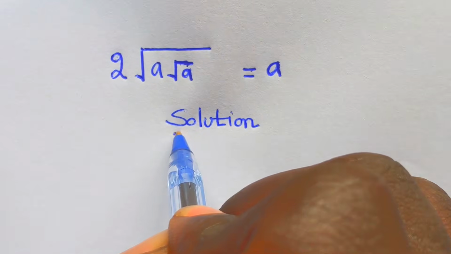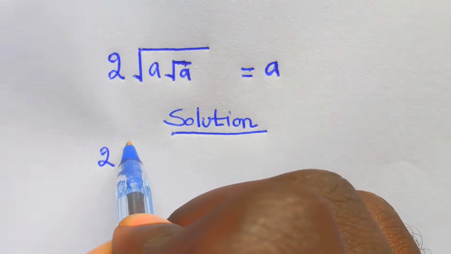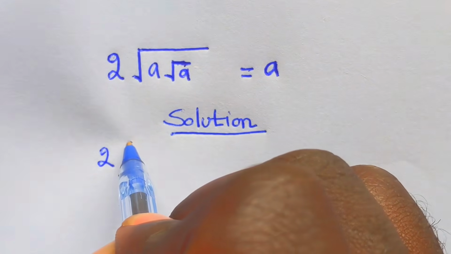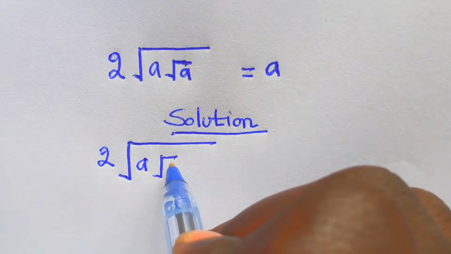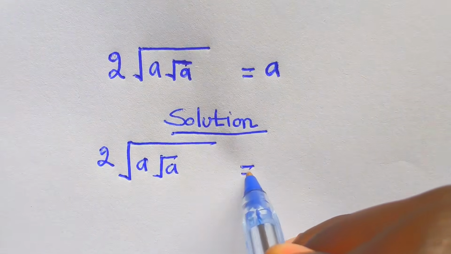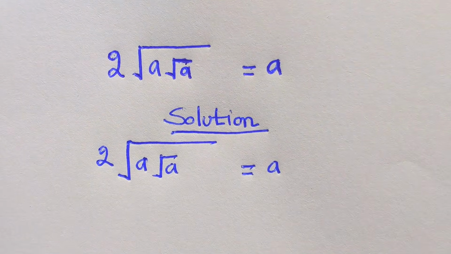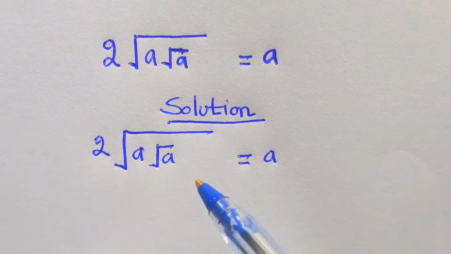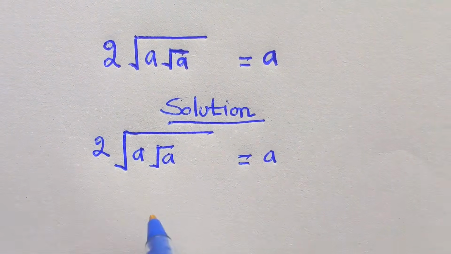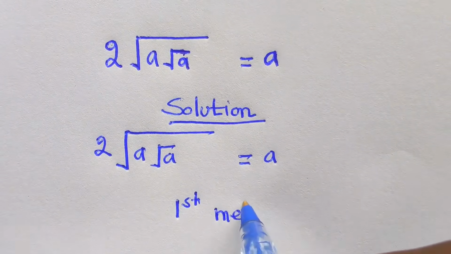Very quickly, the first thing here is to copy what we have: 2 square root of a, and inside we have square root of a again, which equals a. In this video we are going to show different methods that we can use to solve this question. This can be the first method.